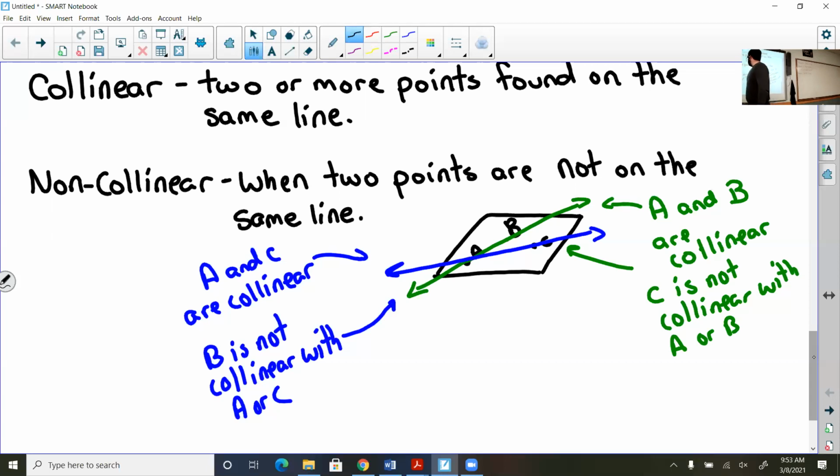And in the blue example, A and C are indeed collinear. And in the blue example, B is now not on that line, line AC. So B is not collinear with A or C.